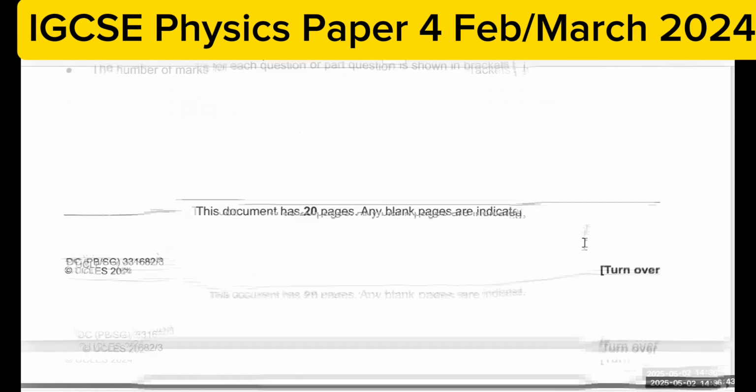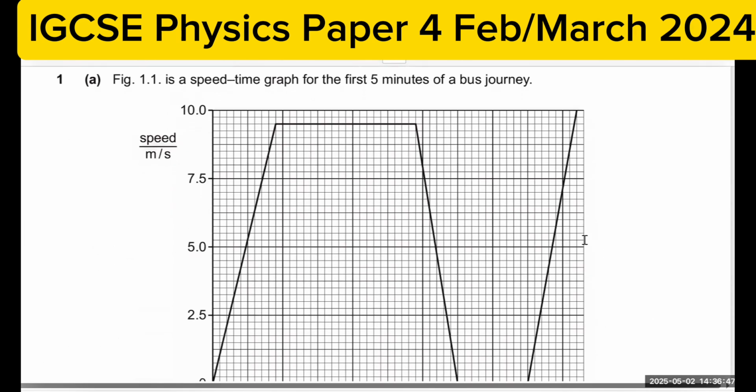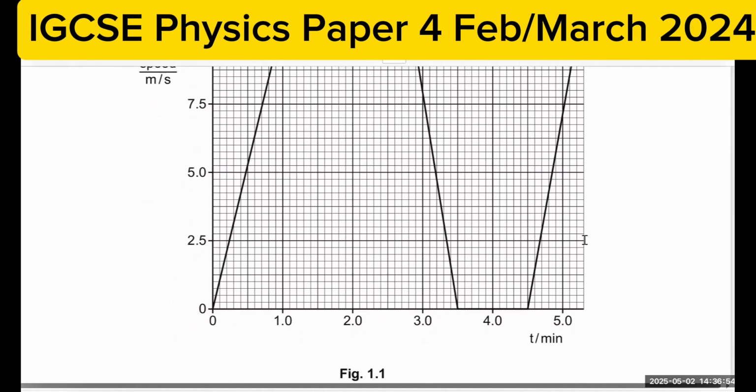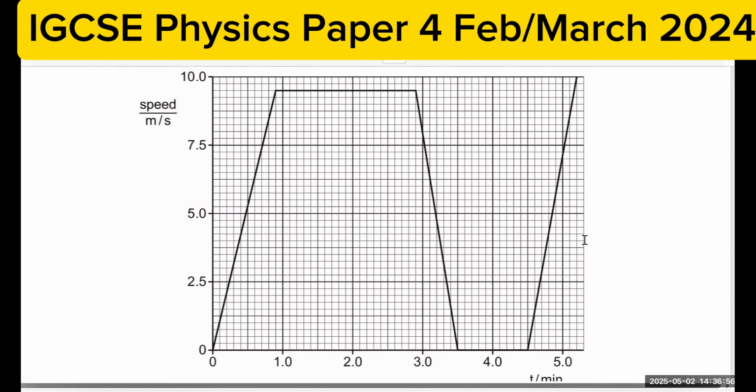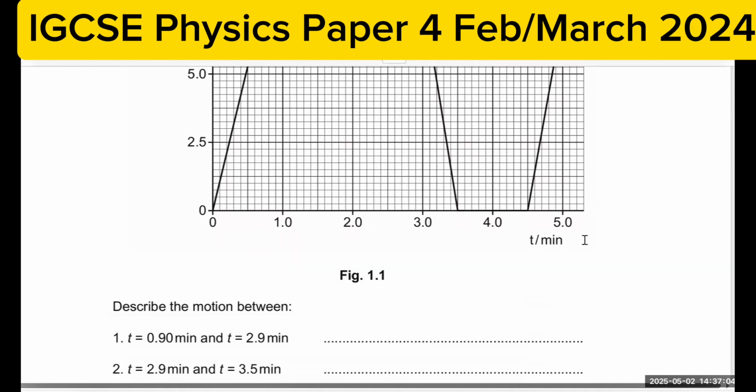Let's start the paper. Question number 1, speed time graph for the first 5 minutes of this bus journey. You can see that this is a speed time graph. From this graph we can find the acceleration, the gradient is the acceleration, and the distance is equal to the area under the graph. So what is the question?